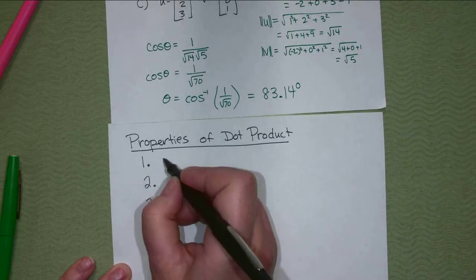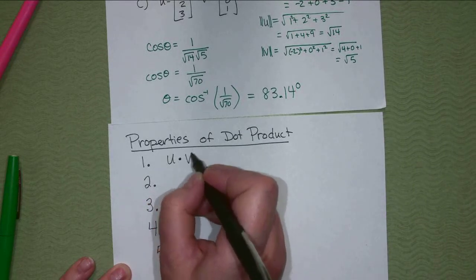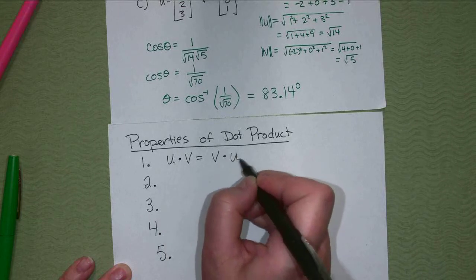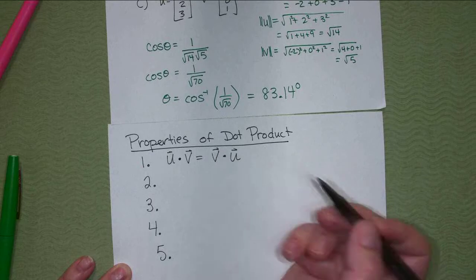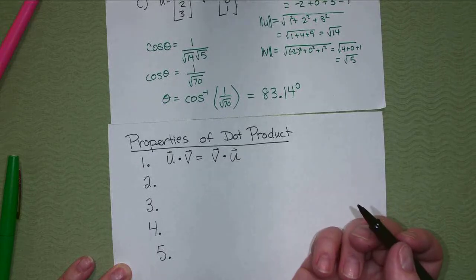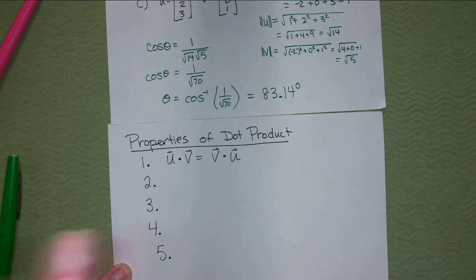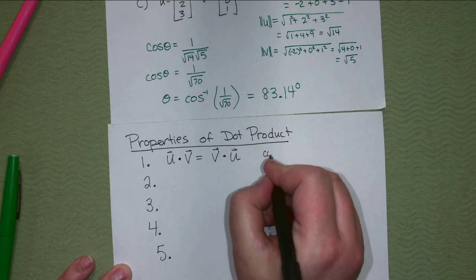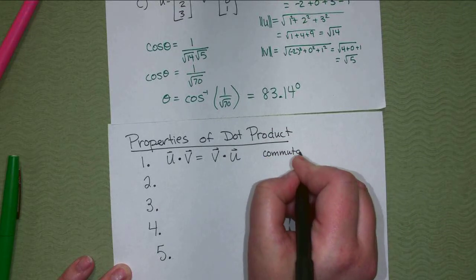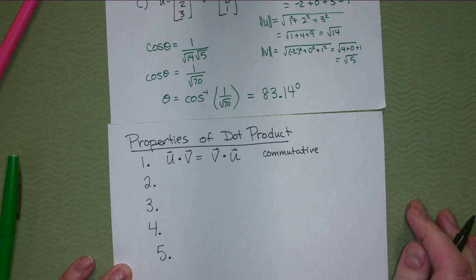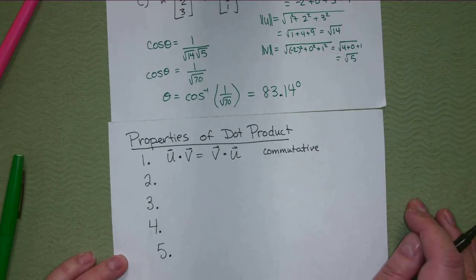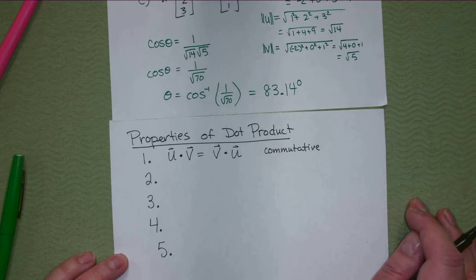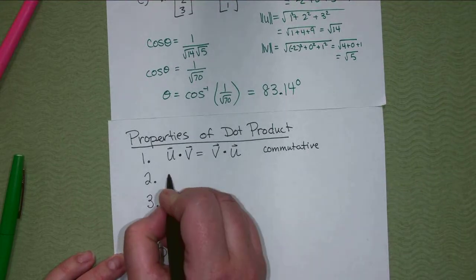Okay, so property 1, u dot v is equal to v dot u. And that's called, do you know what property that's called in math? When we can switch them around? I don't care if you remember the name of it, okay? But it's commutative, but you don't need to remember the name. But if you ever hear that, that's what it means, that you can do it both ways. So it's commutative.